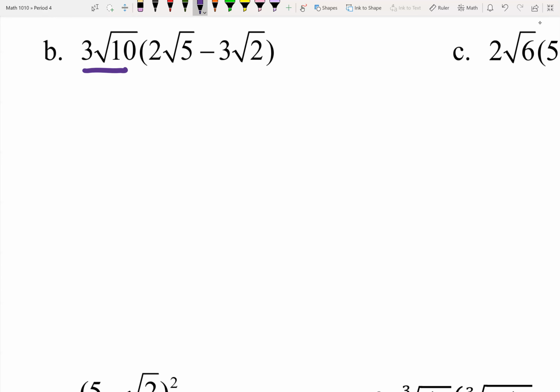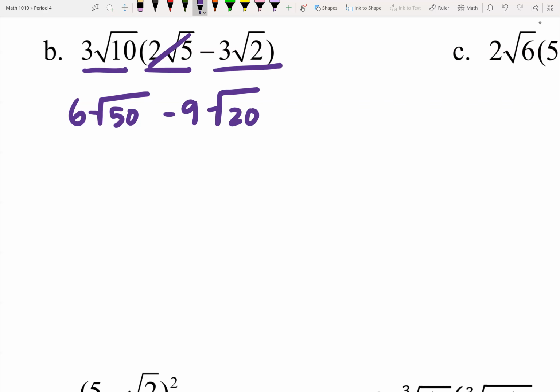Look right here. 3 square root of 10 times 2 square root of 5. Outside, 3 times 2 is 6. Inside, 10 times 5 is 50. Now go 3 square root of 10 times a negative 3 square root of 2. Outside, 3 times negative 3 is negative 9. Square root of 10 times 2 is 20. Am I done? No, I've just started, right?